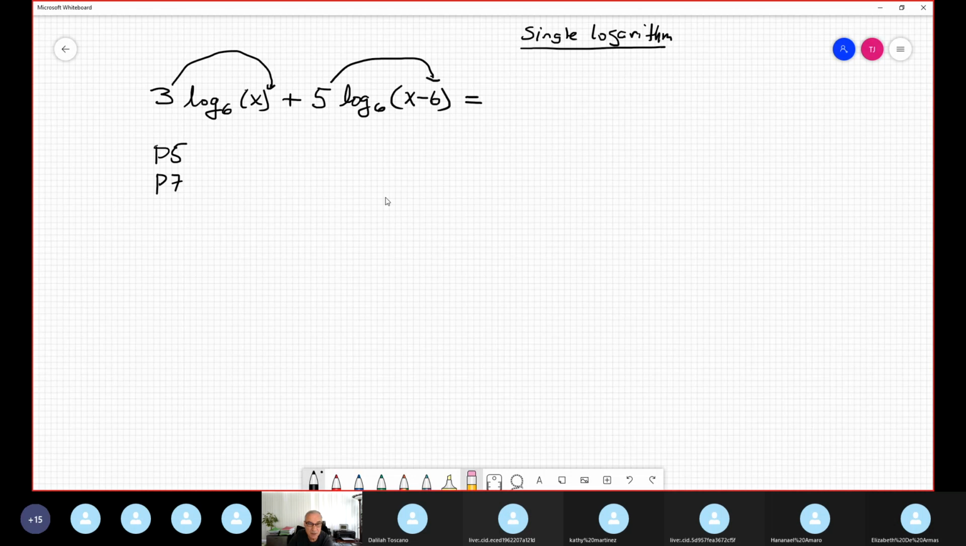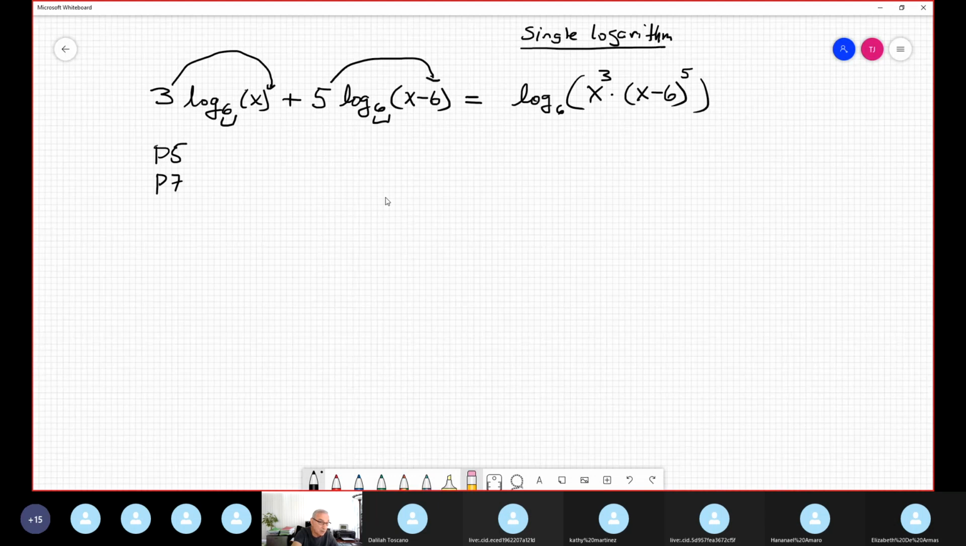Okay, now the answer is only one logarithm. By the way, the base of the logarithm must be the same. If it's different, we cannot apply the property. The property is only applied when the bases are the same. Then we have x times x to the third power, because this is the exponent here, multiplication, times x minus 6 raised to the fifth power, and everything enclosed in the parentheses. Remember, the parentheses indicate the argument for the logarithm.